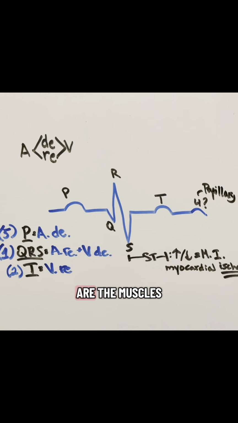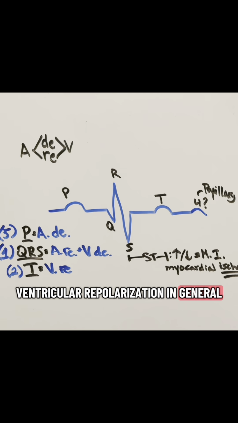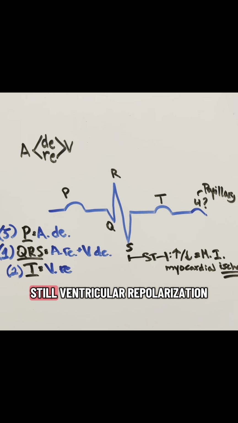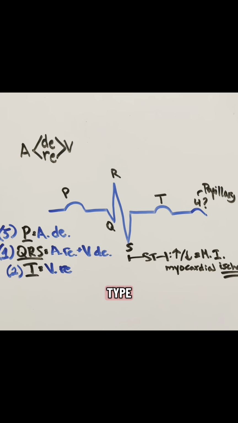And the papillary muscles are the muscles in the ventricles that attach to the leaflets of each respective valve, the atrioventricular valves, and they attach via chordae tendineae, tendinous structures. So the U wave represents papillary muscle repolarization, whereas the T wave is just ventricular repolarization in general. And technically papillary muscle repolarization is still ventricular repolarization, but a specific type.